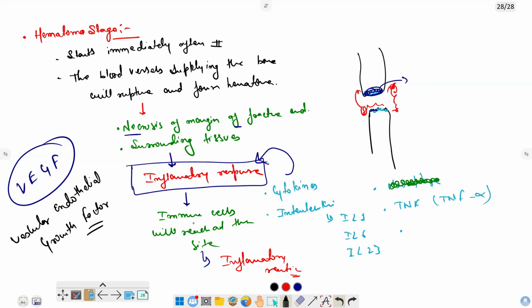Okay, so after the stage of hematoma, the next stage, the second stage, is the stage of soft callus. Now in the soft callus, what is happening?